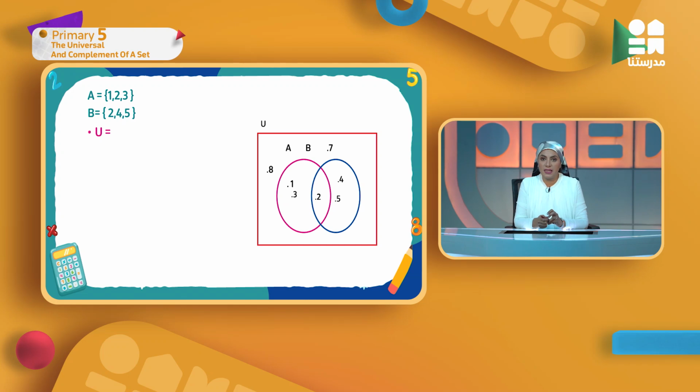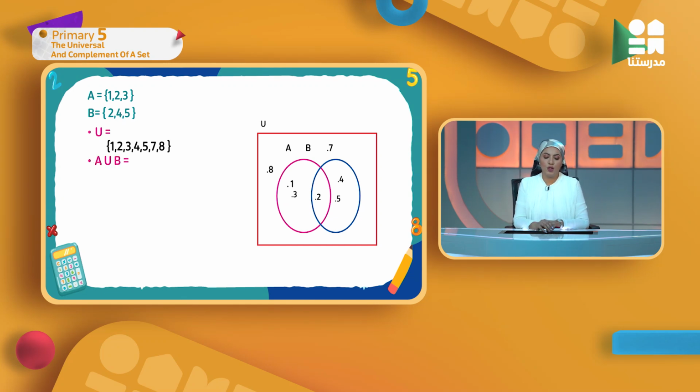Then the universal set here هتبقى فيها the set A, elements of set A, elements of set B, and any other element that is flying around. So, here the universal set will be equal to 1, 2, 3, 4, 5, 7, and 8.